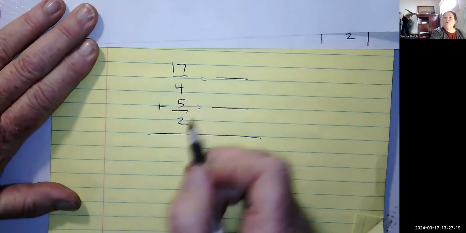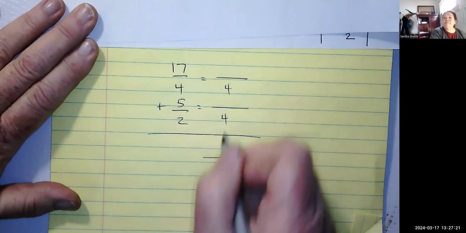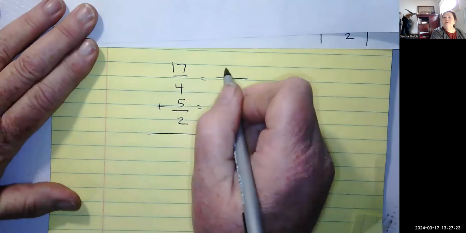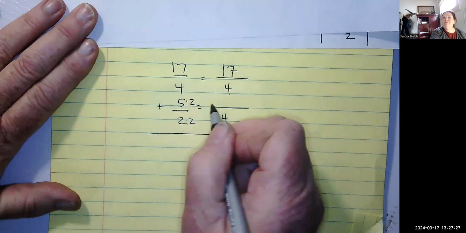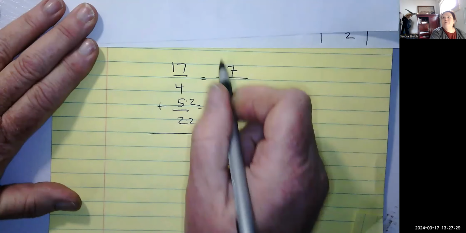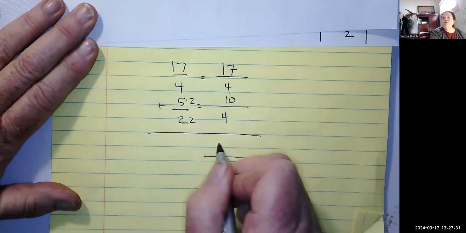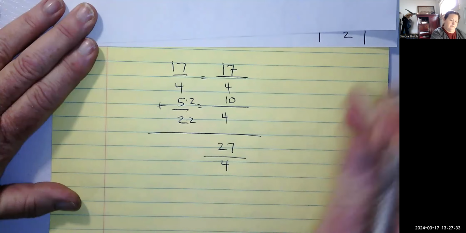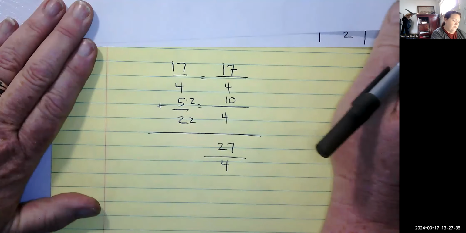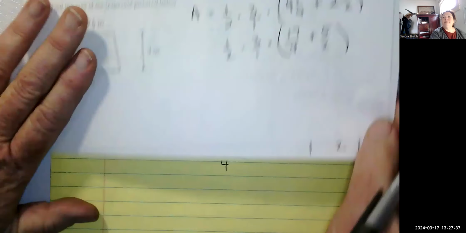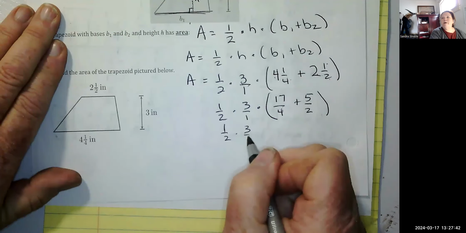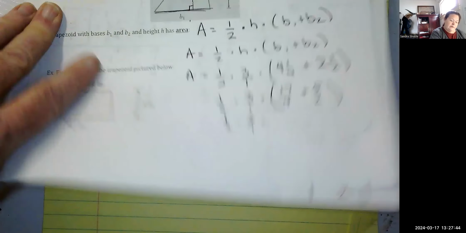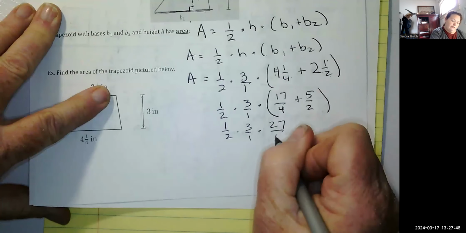Common denominator is going to be 4. And so this stays as 17. 2 times 2 is 4. So 5 times 2 is 10. These are all positive. 17 plus 10 is 27. Okay, so 27 over 4 is going to go inside where the parenthesis was. So this is 1/2 times 3 over 1 times 27 over 4.